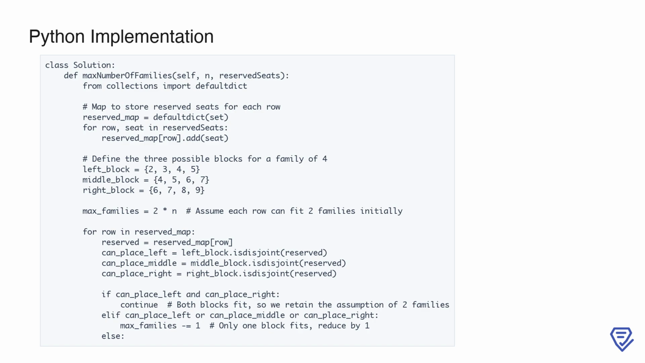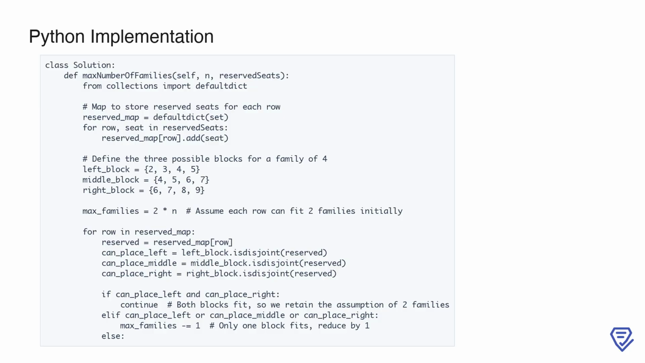Next, we define 3 potential seat blocks that can accommodate a family of 4: the left block, spanning seats 2 through 5, the middle block, spanning seats 4 through 7, and the right block, spanning seats 6 through 9. We then initialize max_families to 2*n, assuming every row can initially accommodate 2 families.